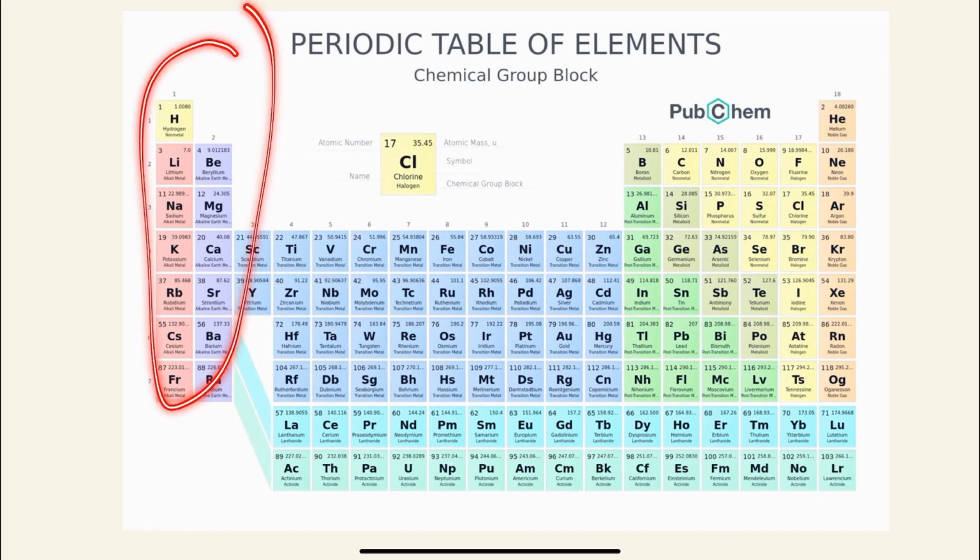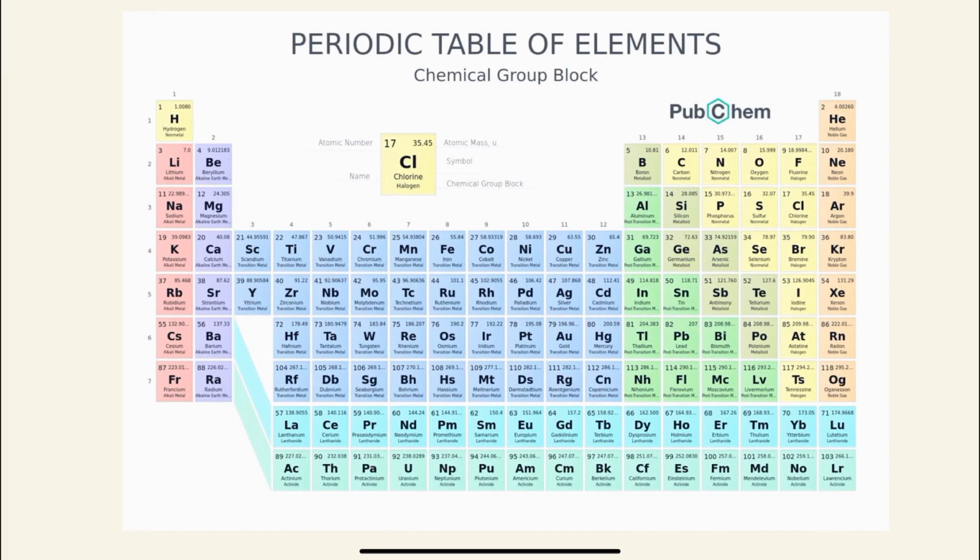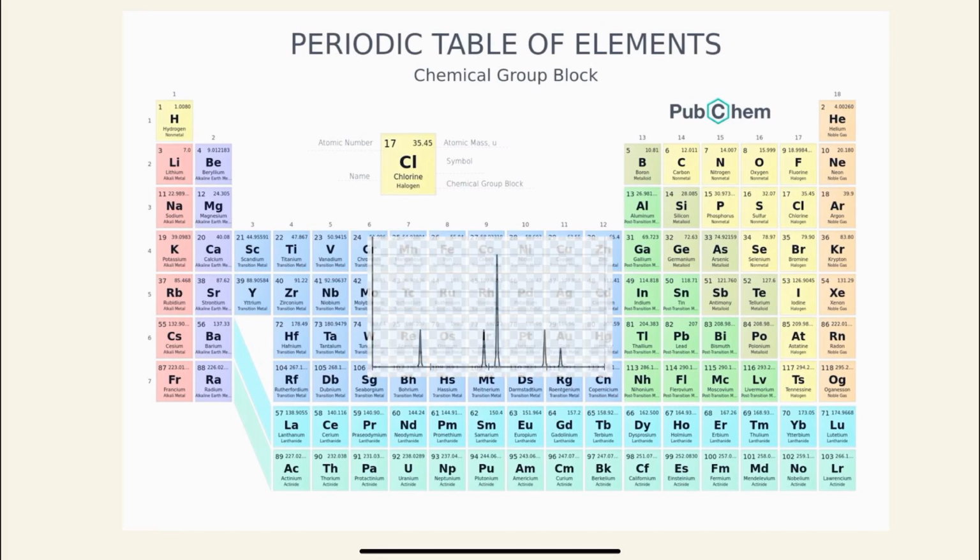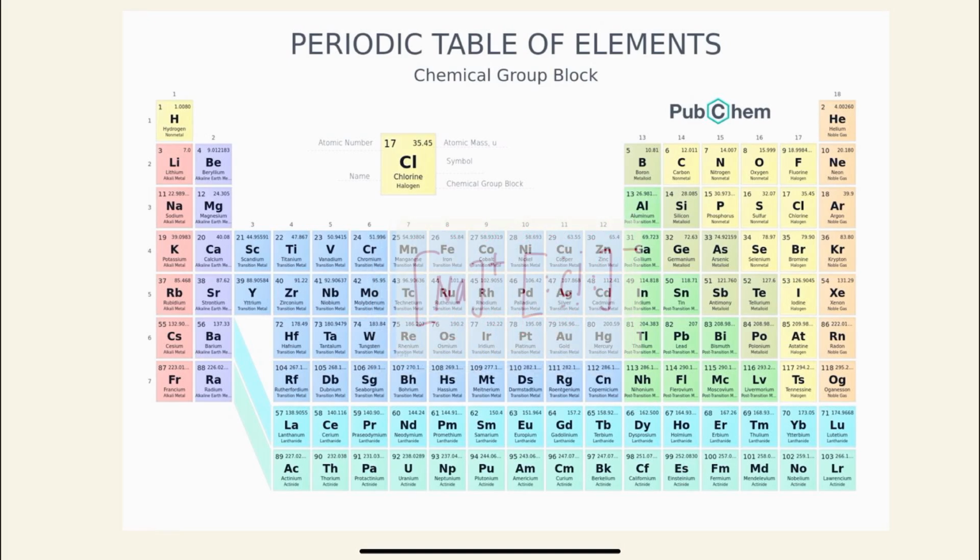Finally, groups 1 and 2 are metals. Other than that, I wouldn't stress too much about memorizing other names such as metalloids, alkali metals, alkaline earth metals, etc. In this part of the video, we'll first go over photoelectron spectroscopy, electron configuration, bonding, and then periodic trends. Let's talk about photoelectron spectroscopy and electron configuration.